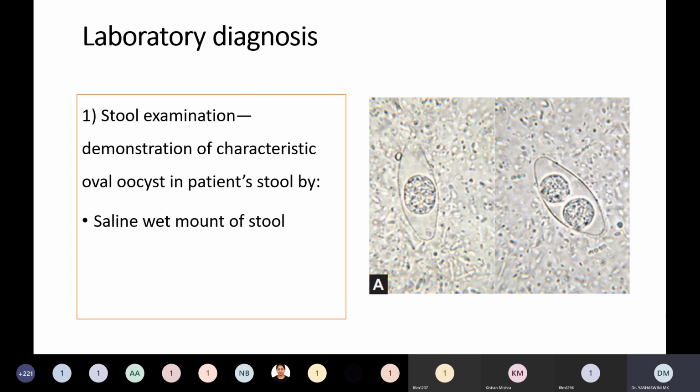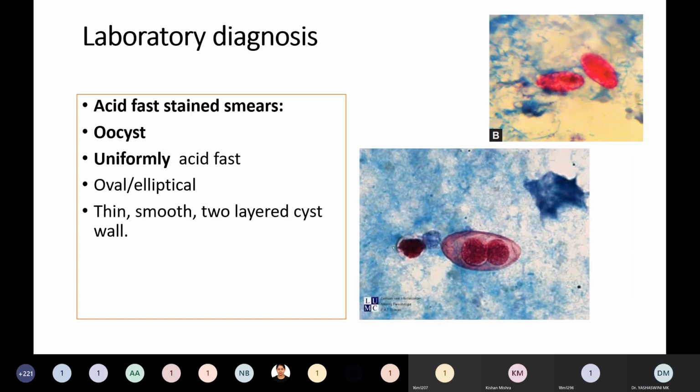So how do you diagnose them in the lab? Stool examination has to be done, where you can look for the presence of oocysts. So versus your toxoplasma, you can see here it's an oval oocyst which will be present in the stools, which is usually unsporulated. This is just a saline wet mount. Other than that, the most common method is acid-fast staining. Do a modified ZN staining, where you can look for the presence of oocysts which have uniformly acid-fast staining. They are oval shaped with a thin, smooth, two-layered cyst wall.